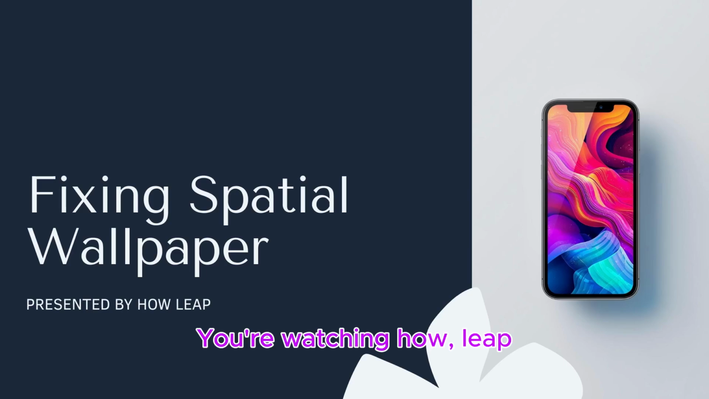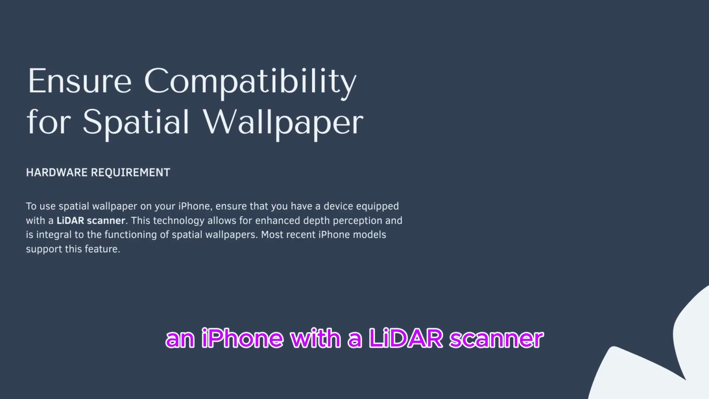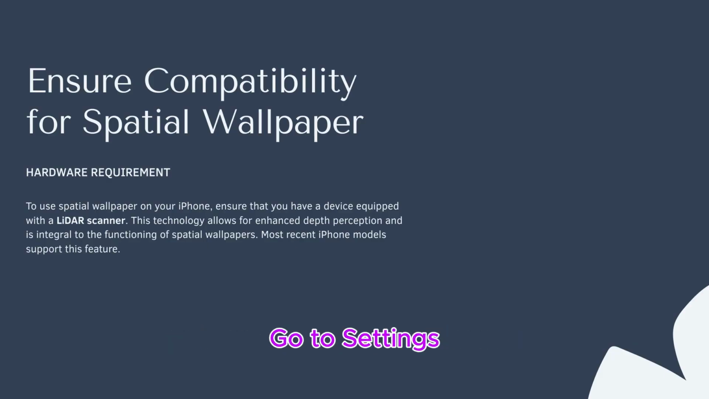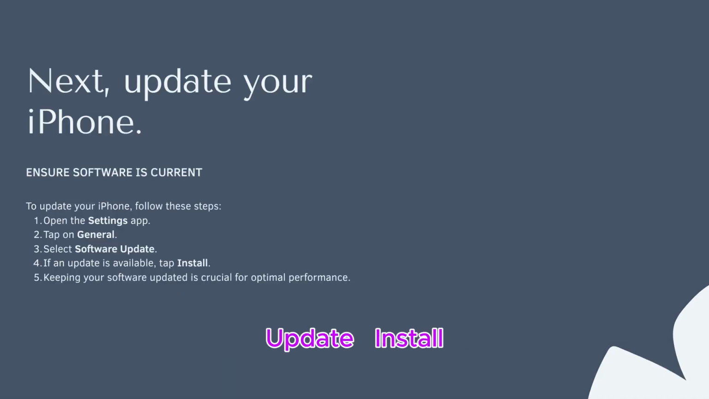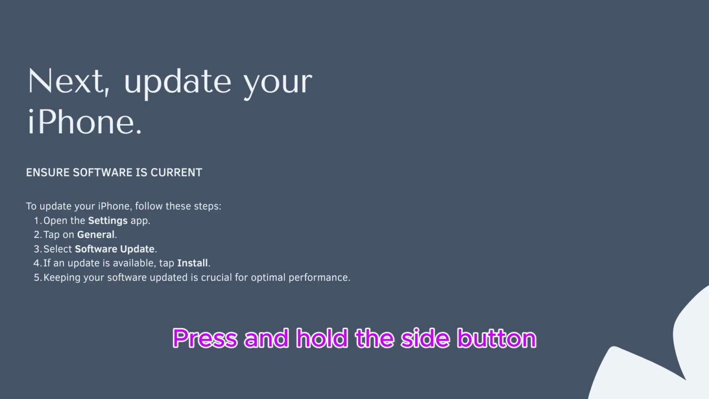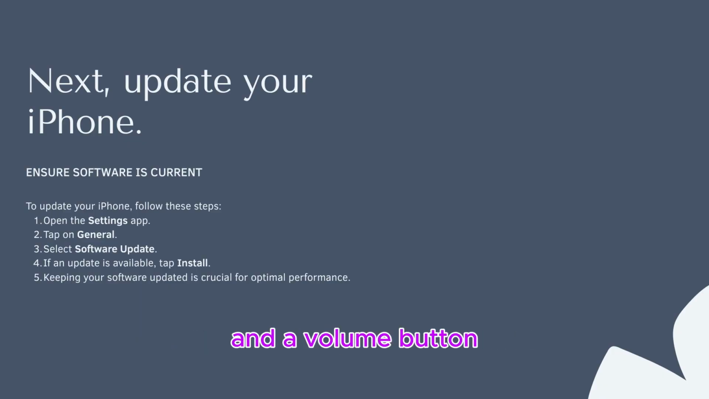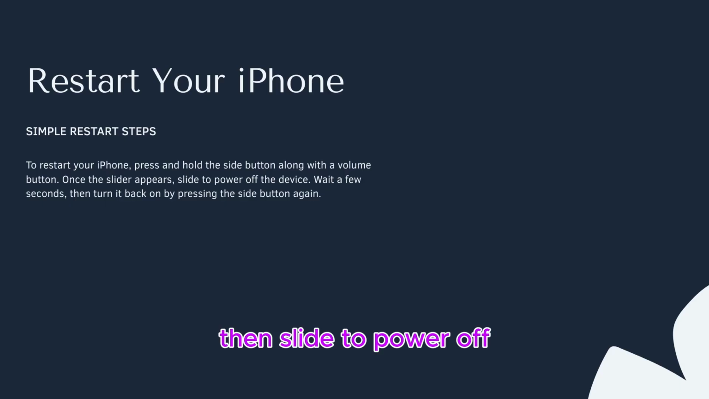You're watching how to fix Spatial Wallpaper not working on iOS 26. First, ensure your iPhone supports spatial wallpaper, which requires an iPhone with a LiDAR scanner. Next, update your iPhone. Go to Settings, tap General, then Software Update. Install any available update. Restart your iPhone. Press and hold the side button and a volume button, then slide to power off. Turn it back on.